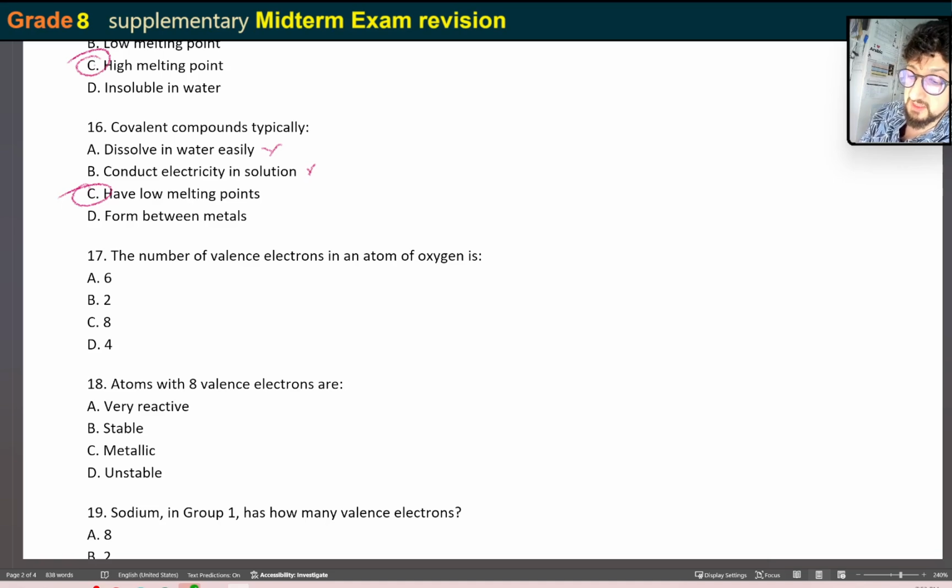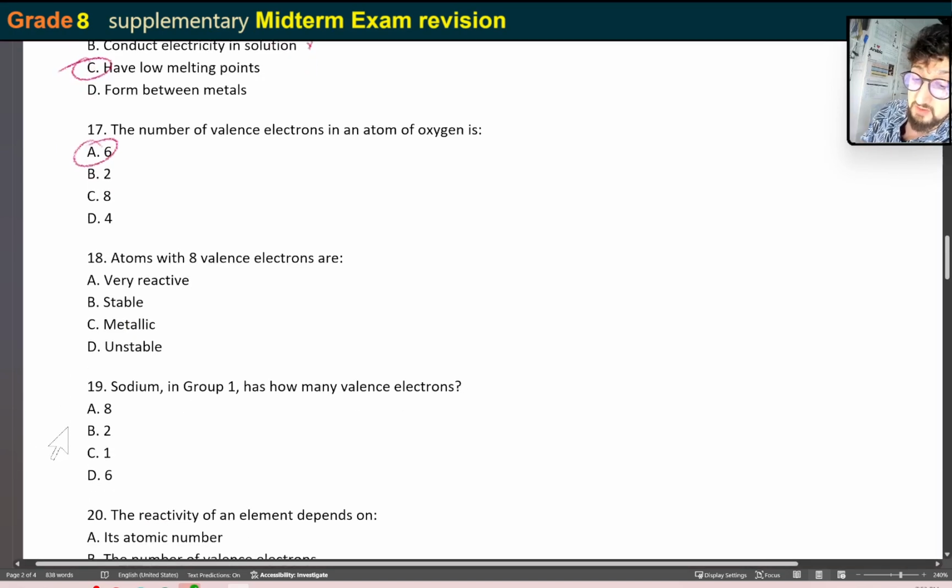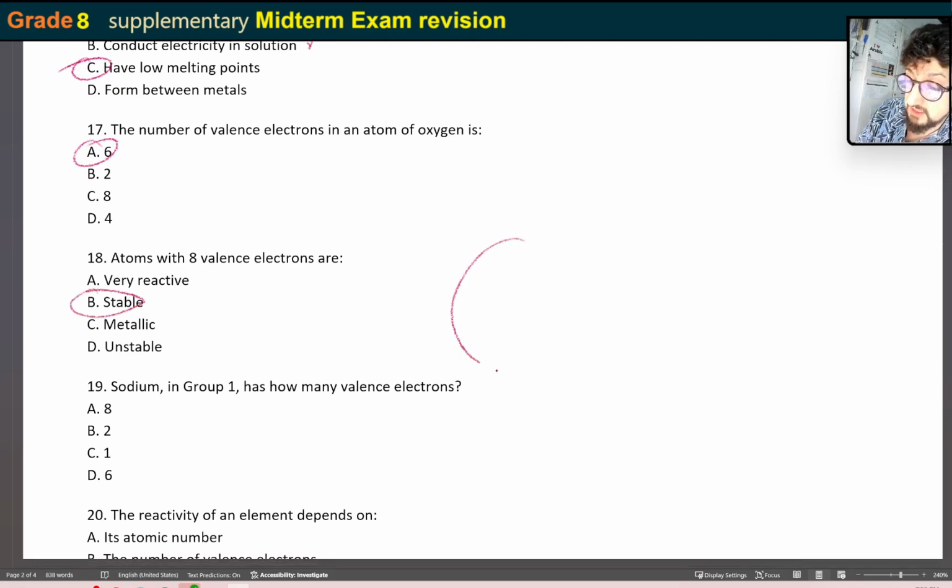The number of valence electrons in an atom of oxygen is what? It has 6 valence electrons. It's in group 6, or 16, so it has 6 valence electrons. Atoms with 8 valence electrons are very, very stable. They are stable because they have complete outer shells. An example of that is neon, which has 8 outer electrons. It doesn't need any more. It is not reactive. Okay.